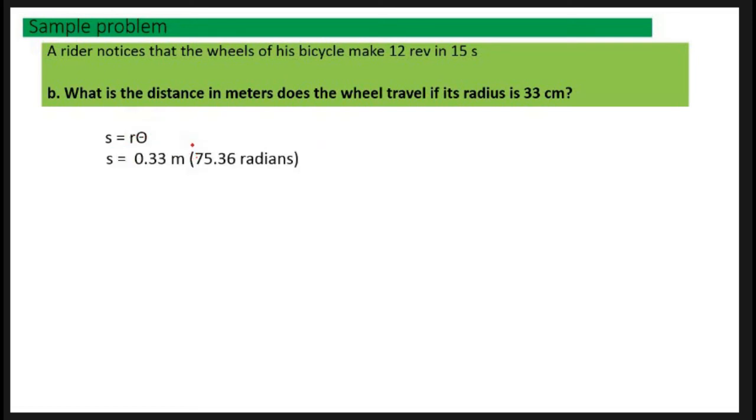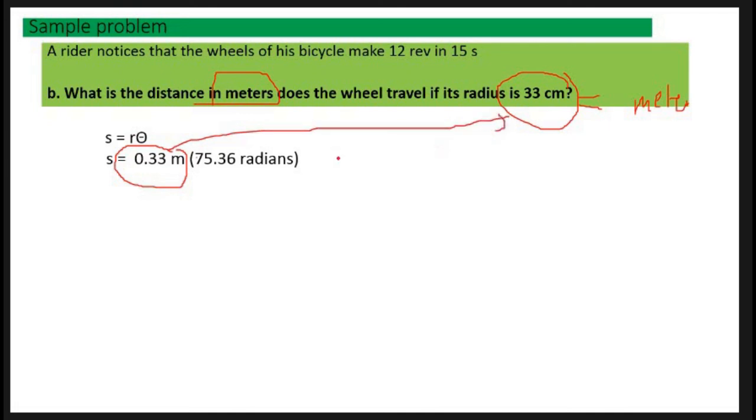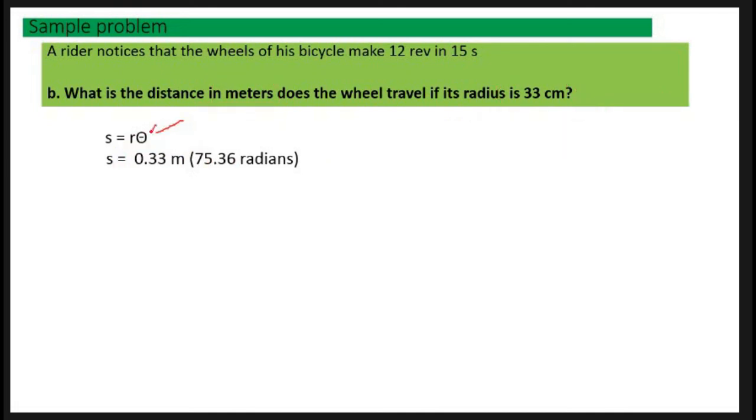So we have the value for radius. And remember, you're going to convert this one into meters because the question is you have to find the distance in meters. So we have to convert this 33 centimeters into meters. That's why we have here 0.33 meters. And then what's the value of the angular displacement? We already found out this one in the previous problem, that the value would be 75.36 radians. This is the equivalent of 12 revolutions.